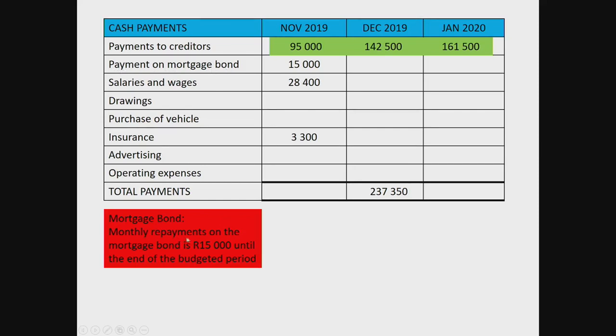The monthly repayments on the mortgage bond is 15,000. Here you can see we already paid for November 15,000. And it says it's going to remain 15,000 until the end of the budget period, which means 15,000 in November and 15,000 in December and then 15,000 again in January. November's 15,000 was typed in, so we only have to write in the 15,000 for December and the 15,000 for January. That was simple and straightforward. Just remember it says it remain until the end, so it's 15,000 each month after that.